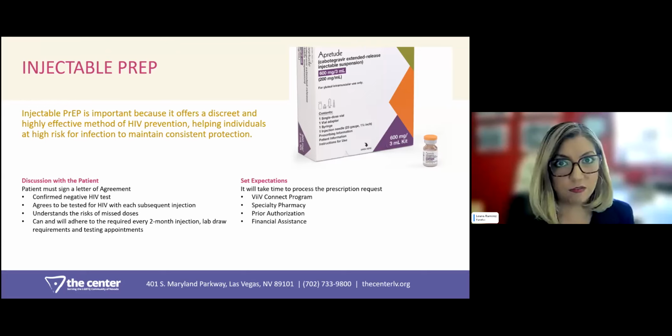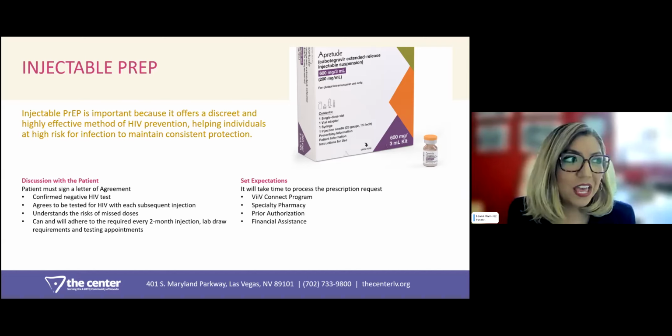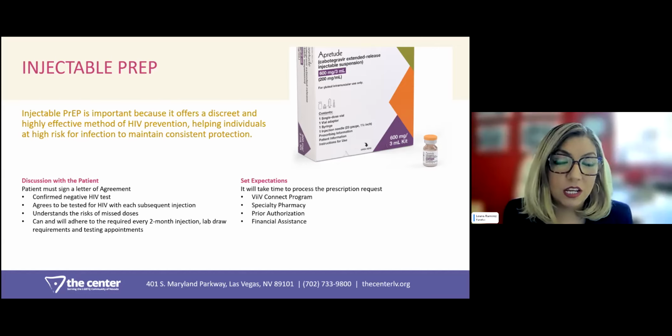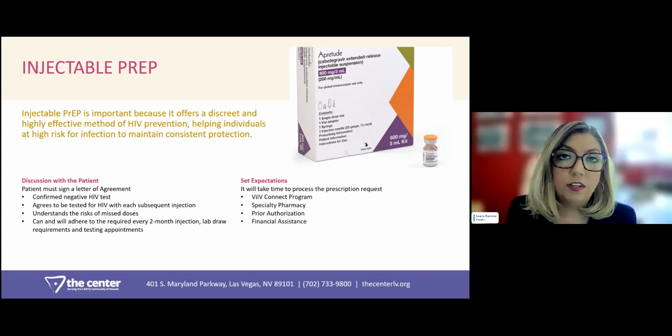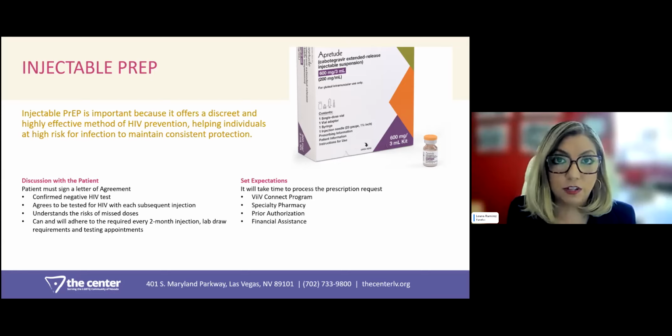So let's get down to the nitty gritty, right? Let's talk about our PrEP program and specifically our injectable PrEP program. Tips and tricks that we've kind of figured out through working with the medication is that we have patients sign a letter of agreement. All patients fill out the ViiV enrollment application form, all patients. I make them sign the application, and I also make sure that they fill out the section for their financial information. It just makes it easier up front to have all that information submitted.